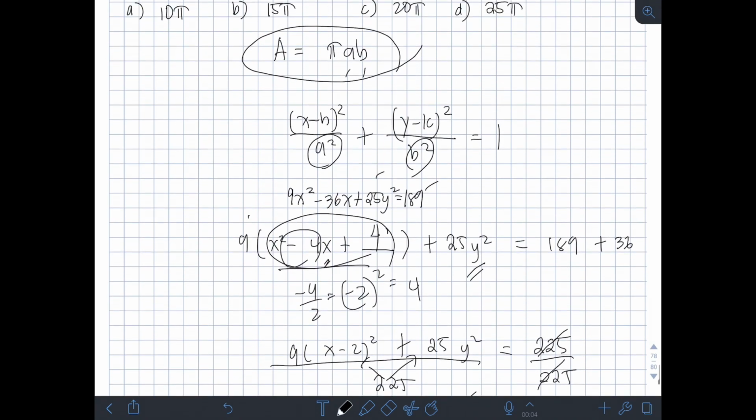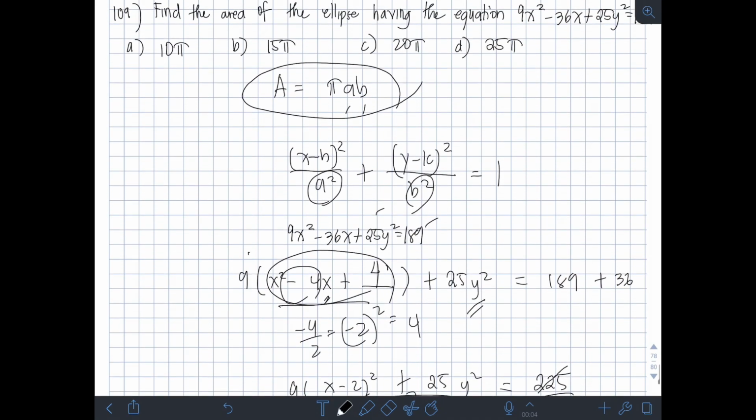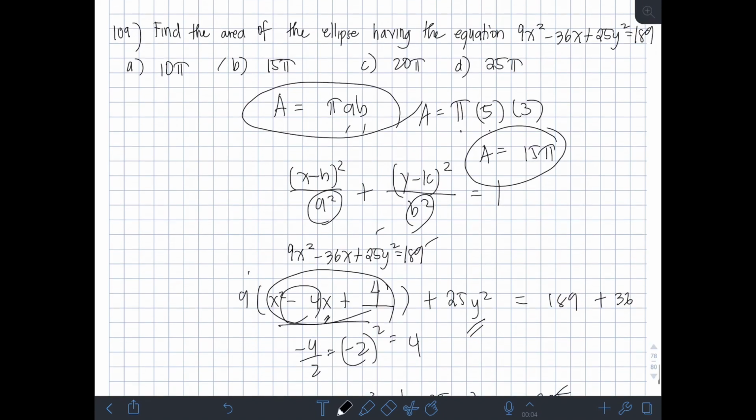Plug in natin ngayon dito sa formula sa area ng ellipse. So, area is pi times a na 5 and yan yung b na 3. So, area is equal to pi times 5 times 3 or 15 pi. So, the answer is letter B.